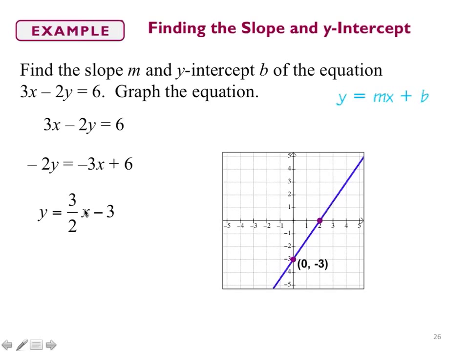So that means that our slope is going to be 3/2, and our y-intercept is going to be -3. So if we actually graph it, we have our y-intercept at -3, and then we go up 3 and right 2 to get an additional point on our line.